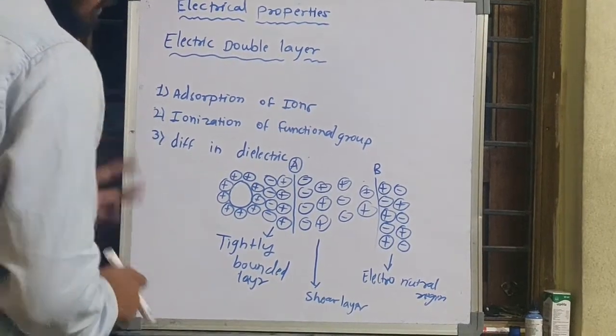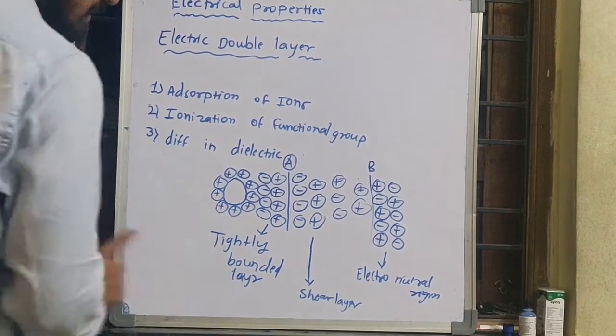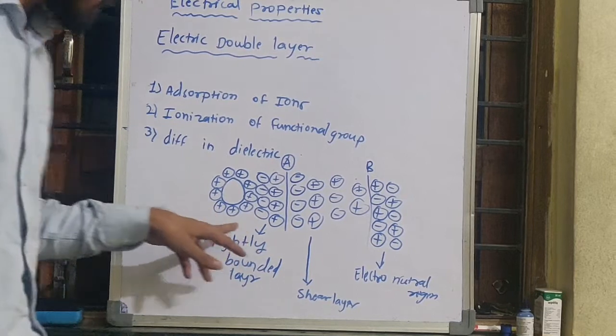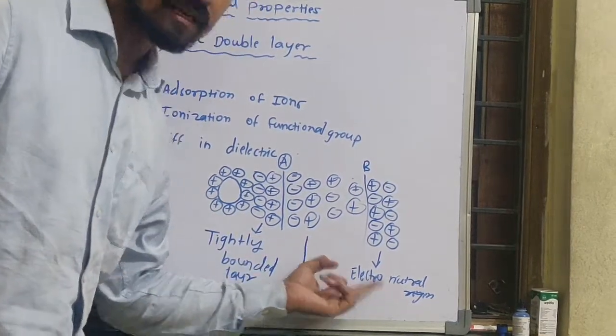And what is the zeta potential? Zeta potential is the potential difference between the tightly bonded layer and the electrical neutral region.